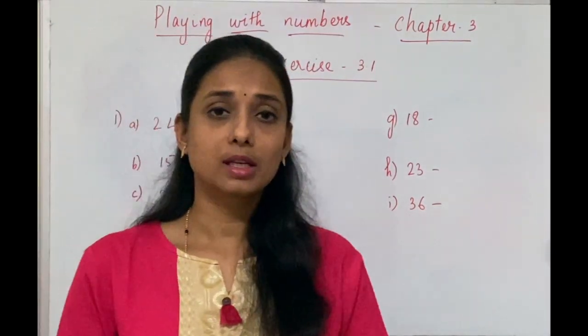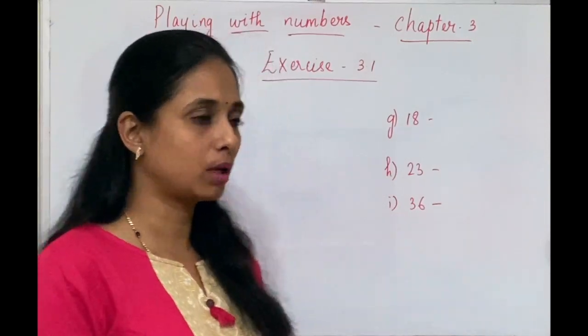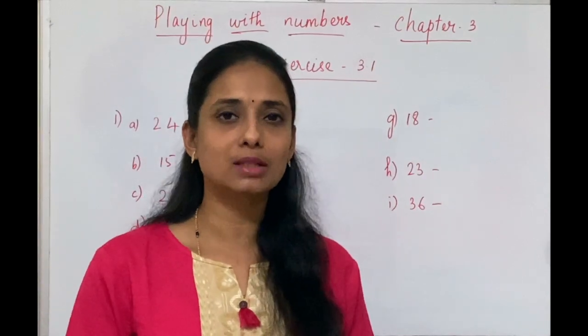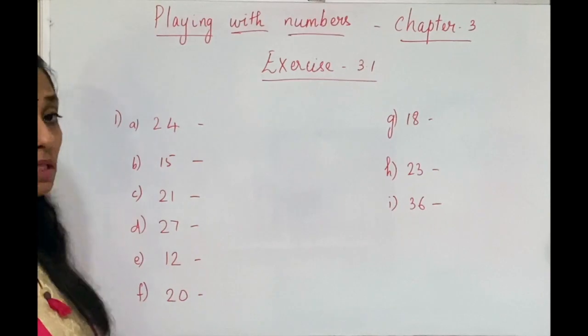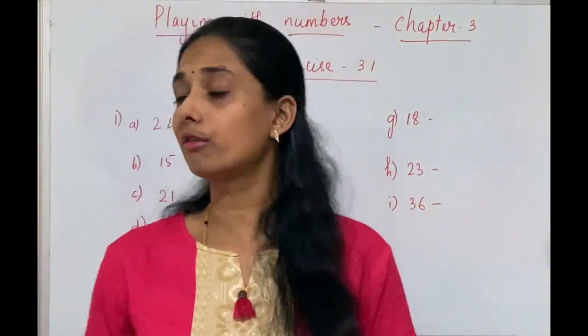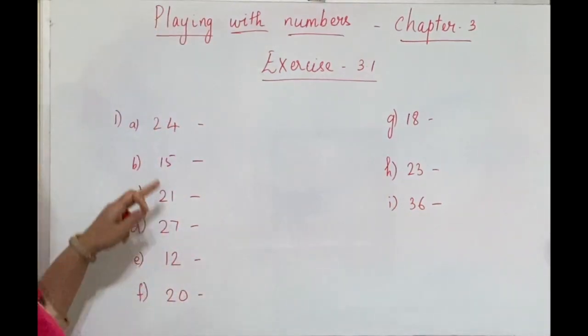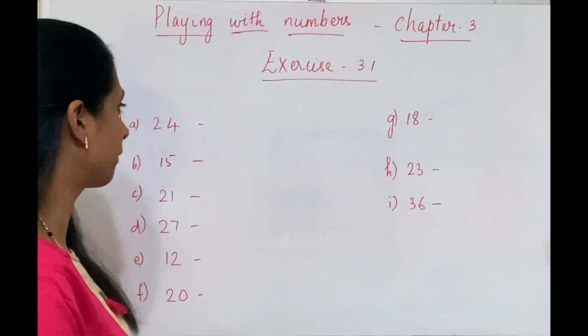This is chapter 3, playing with numbers. Let's start with exercise 3.1. Now I hope all of you will be able to list down factors and multiples of numbers. So let's start. First problem is we have to write the factors of all these numbers. So first number is 24. We are going to write the factors of 24.